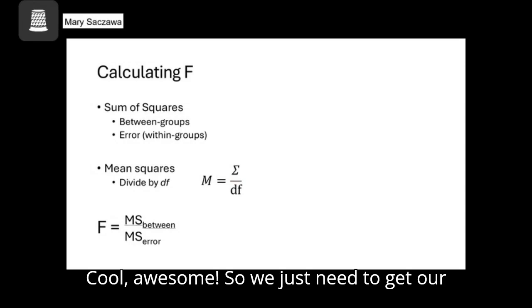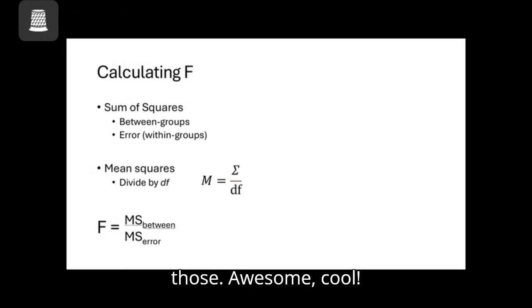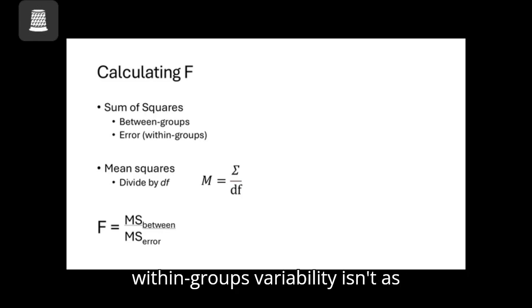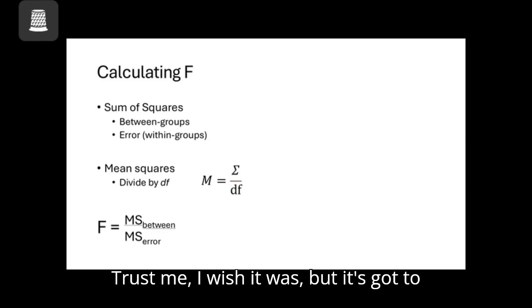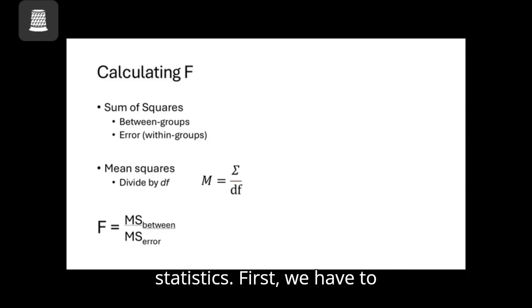Cool, awesome. So we just need to get our variance between our groups and the variance within our groups and compare those. Unfortunately, calculating the between groups variability and the within groups variability isn't as simple as just taking the average variance or calculating the variance based on the standard error of the mean. Trust me, I wish it was, but it's gotta be more complicated than that because statistics.